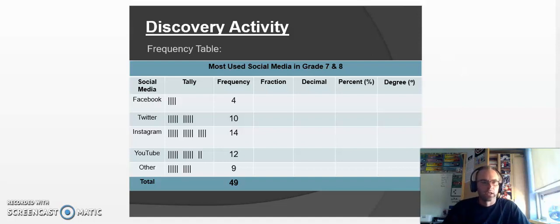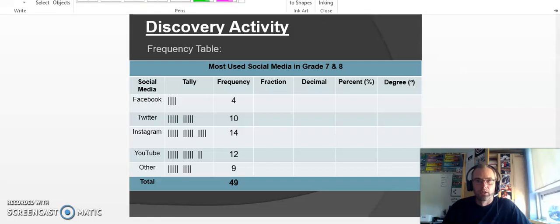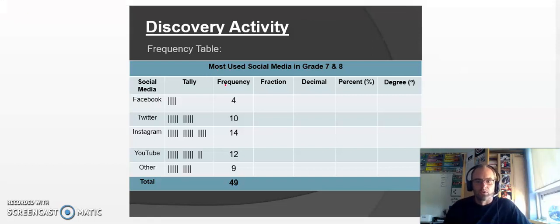Okay, so what I want to do is create a frequency table for the purpose of creating a circle graph. So here's my frequency table on most used social media in grade 7 and 8. This is all just fake results, nothing real about this. First, I got my frequency here, my data.